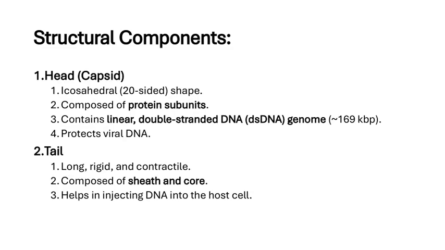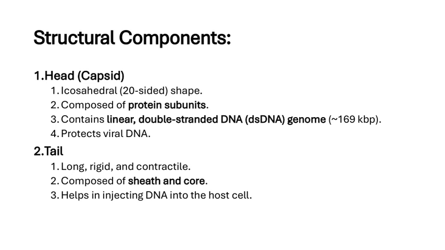Let's take a closer look at the structural components of this virus, starting with the head, also known as the capsid. This part has an icosahedral shape, which means it's a 20-sided figure, pretty efficient for enclosing the viral genetic material. The capsid is made up of protein subunits, which come together to form this protective shell. Inside, you'll find the viral DNA, which is linear and double-stranded, known as dsDNA, and it's about 169,000 base pairs long. The main role of the head is to protect this DNA from damage and ensure it remains intact until the virus infects a host cell.